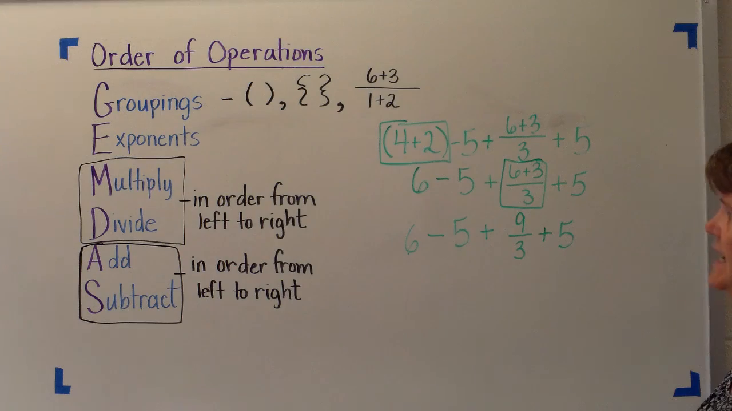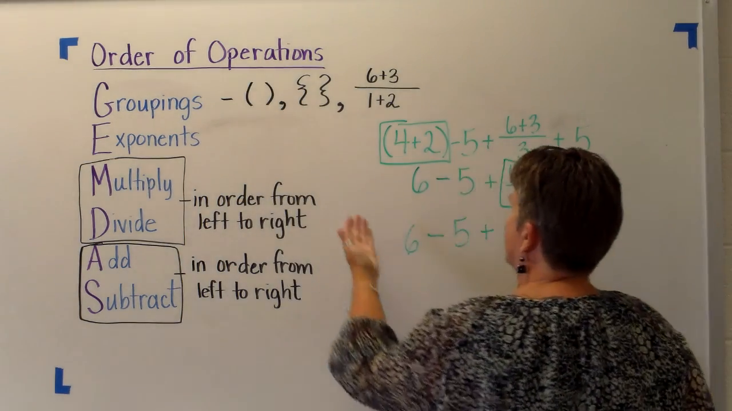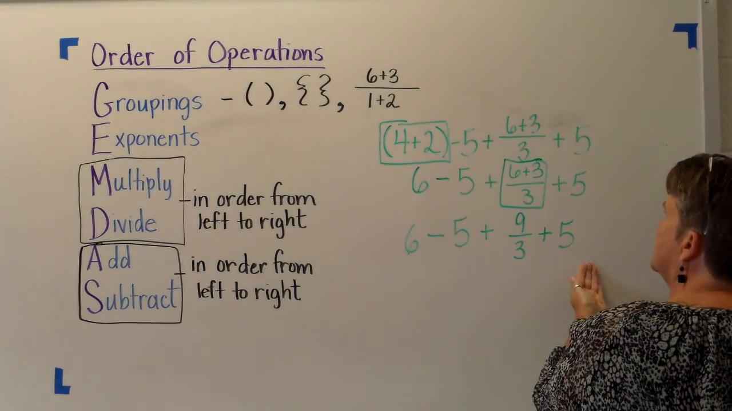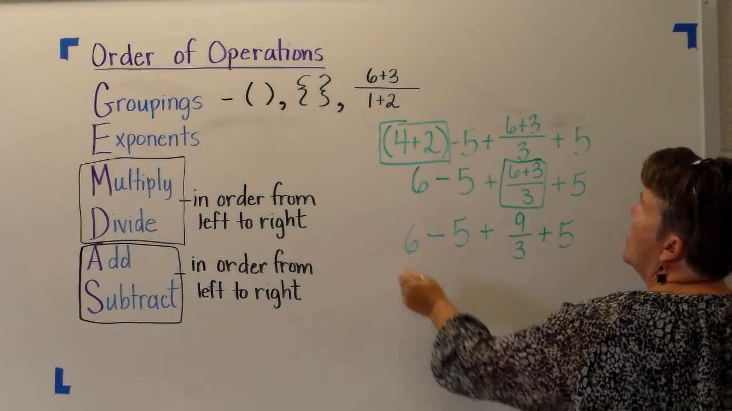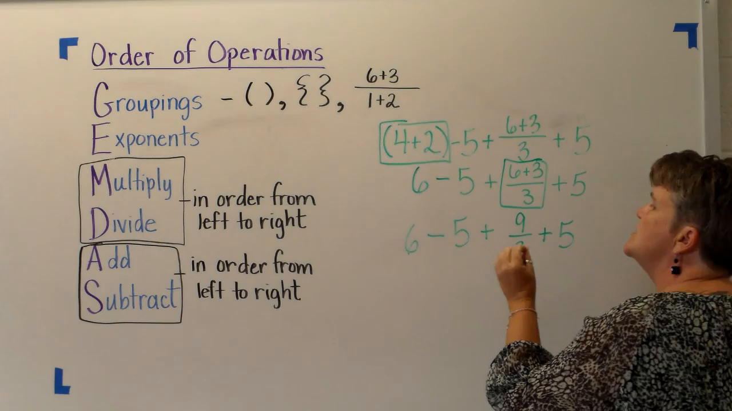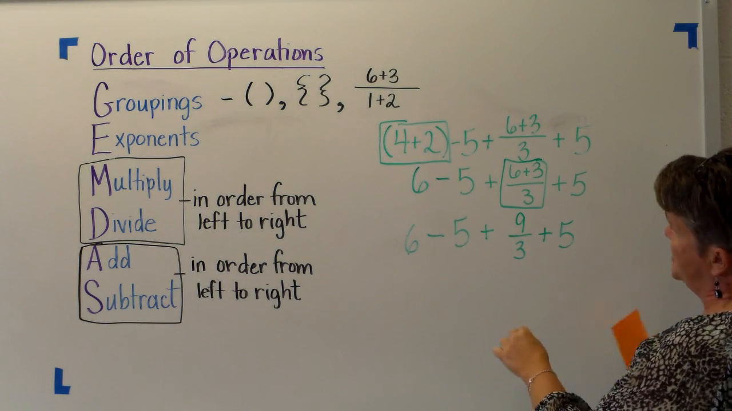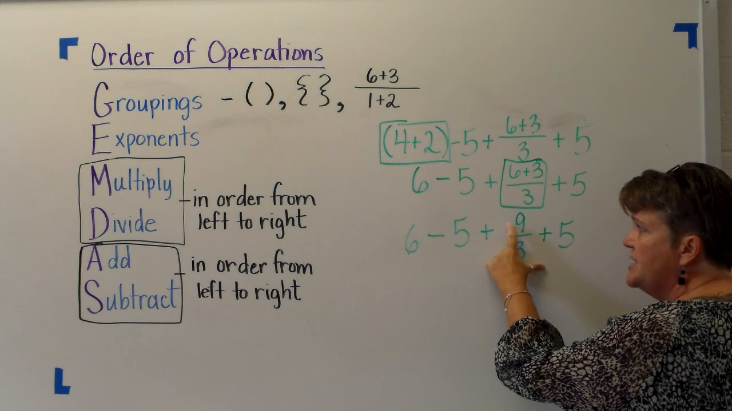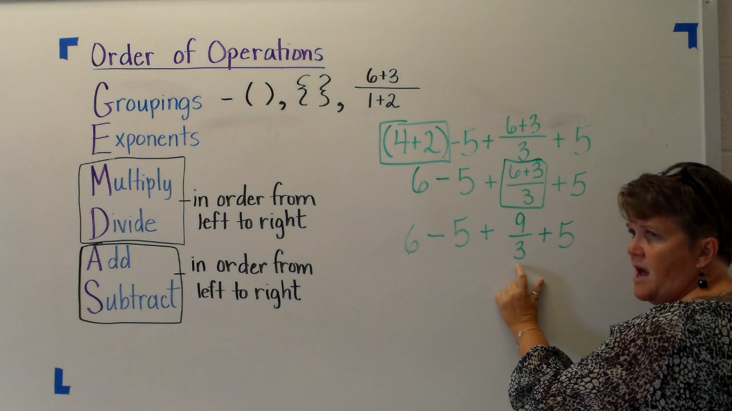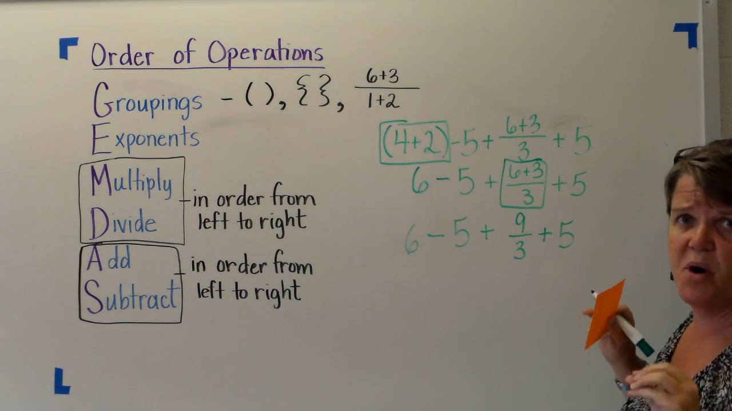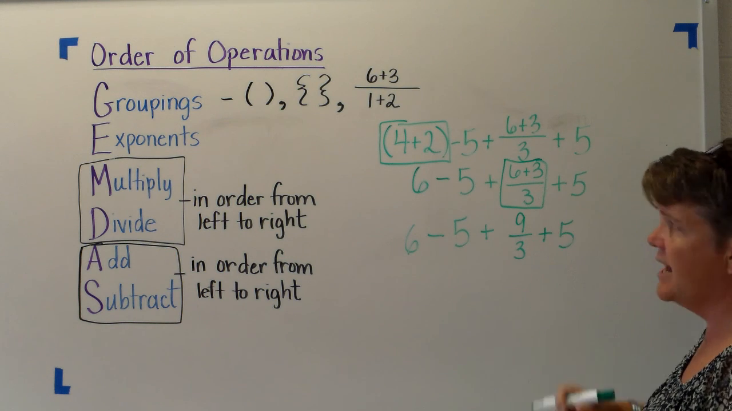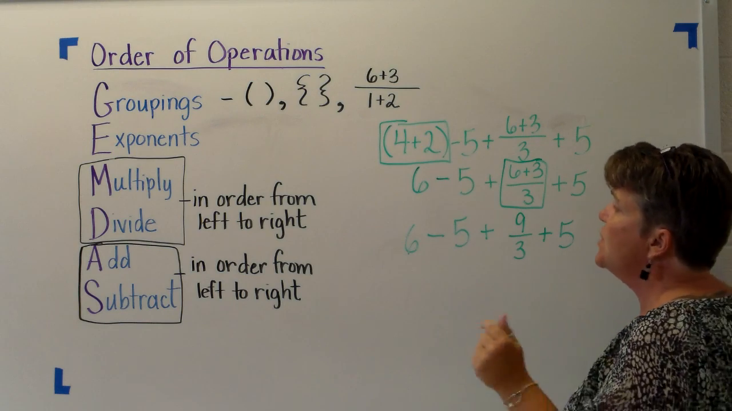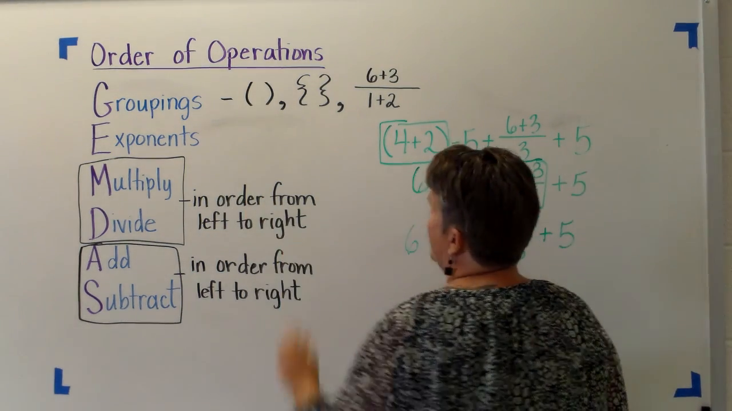I go back to the beginning. Groupings. Are there any more parentheses? Nope. Brackets? Nope. Are there any more division bars that are a grouping and not a division? Here's a division bar, but because there's not an operation in the numerator or the denominator, it is just a division bar at this point. It is not a grouping symbol. So we do not solve it at this point. We go on to our next step.